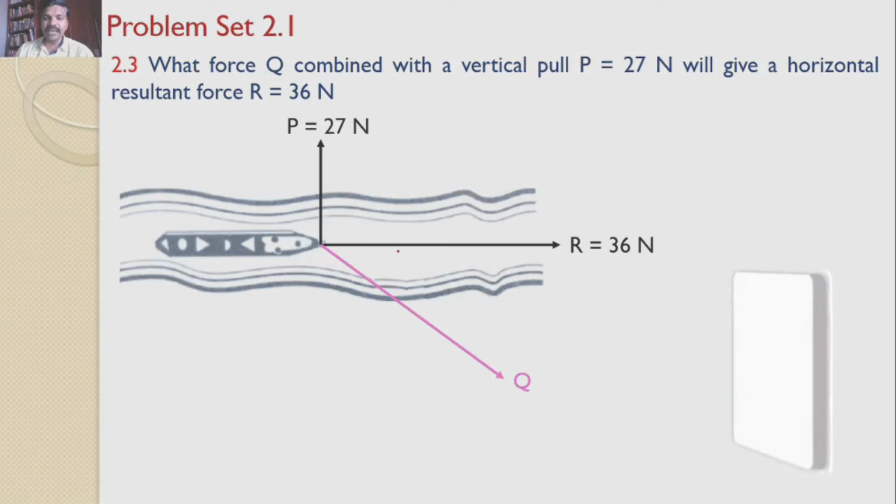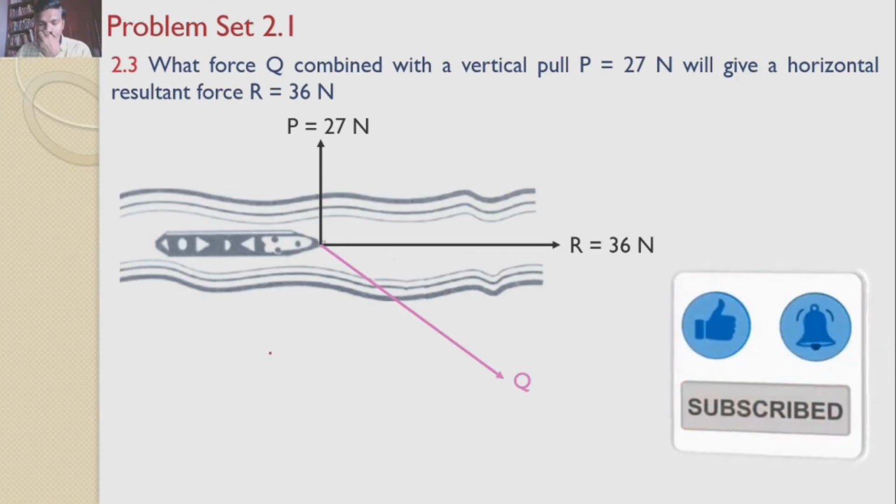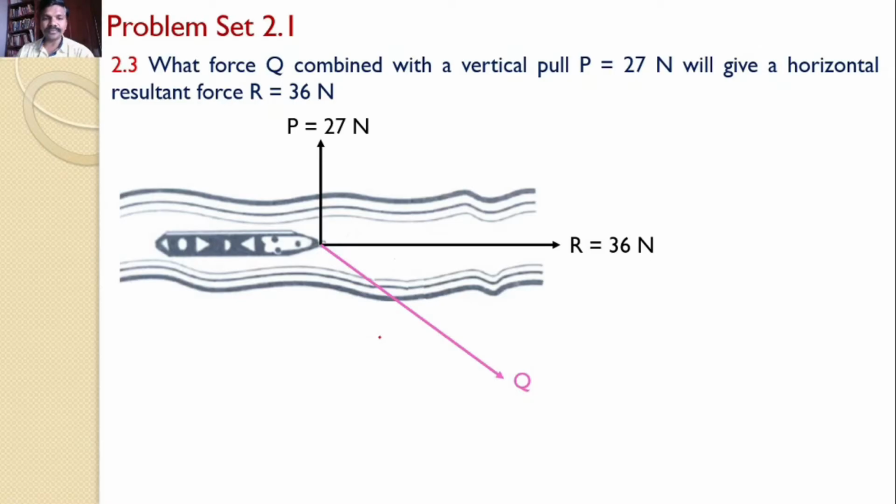Now our aim is to identify with what force the other horse is pulling this boat, and what is the angle between R and Q. Since we know that this force is pulling in vertical direction and the boat is moving in horizontal direction, the angle between these two is 90 degrees. Let that angle be beta. Hence beta is equal to 90 degrees. Let the angle between R and Q be gamma. Now the aim is to find the value of Q and gamma.